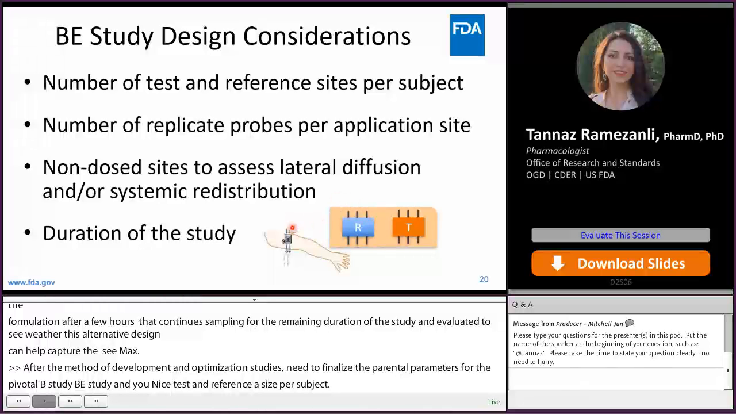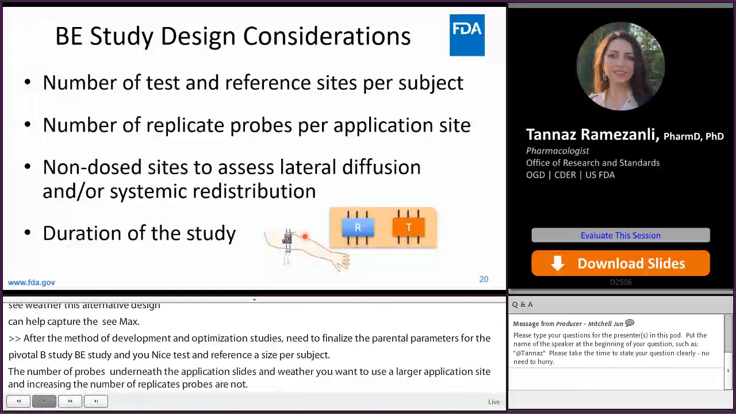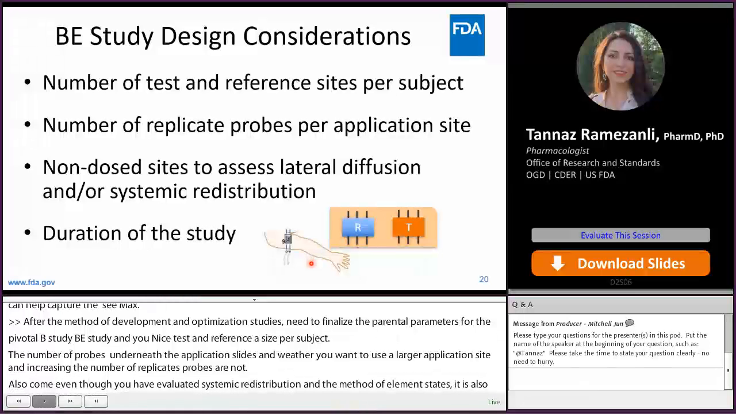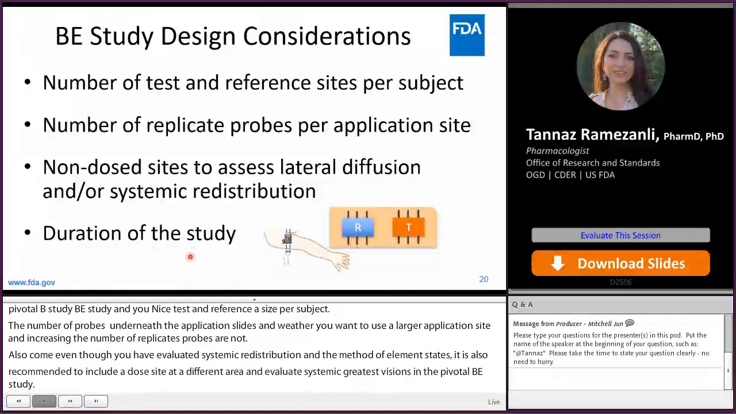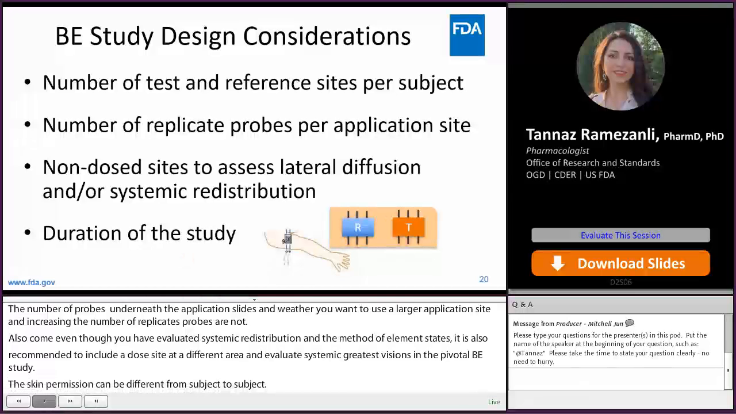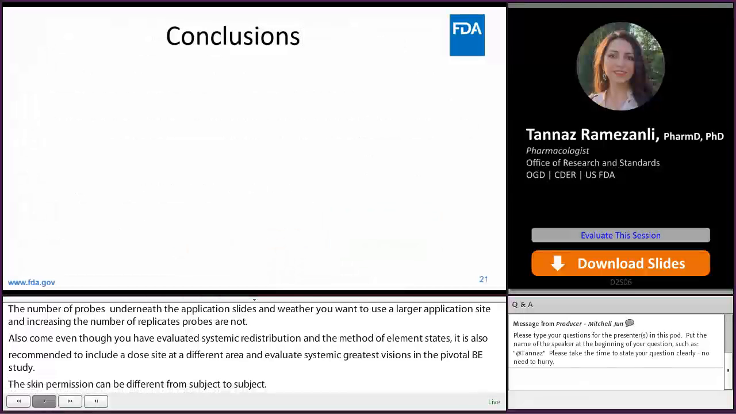Also, even though you have evaluated systemic redistribution during the method development stage, it is also recommended to include an undosed site on a different area and evaluate systemic redistribution during the pivotal BE study, because the skin permeation can be different from subject to subject. And as I mentioned, the duration of the study and the dose can be selected based on the results of the method development study.